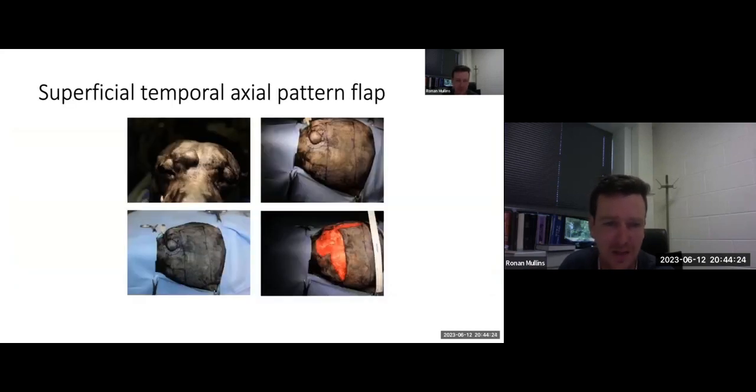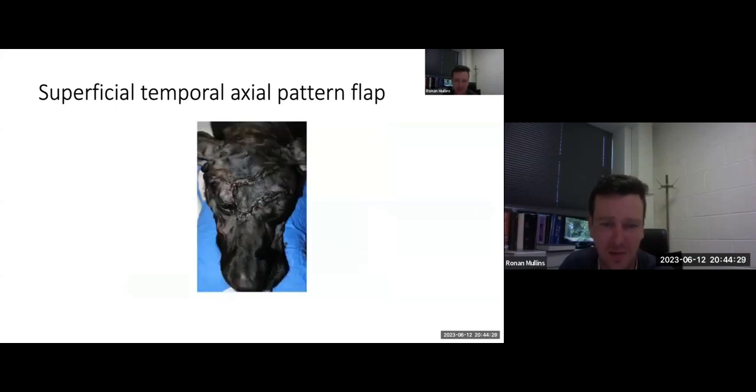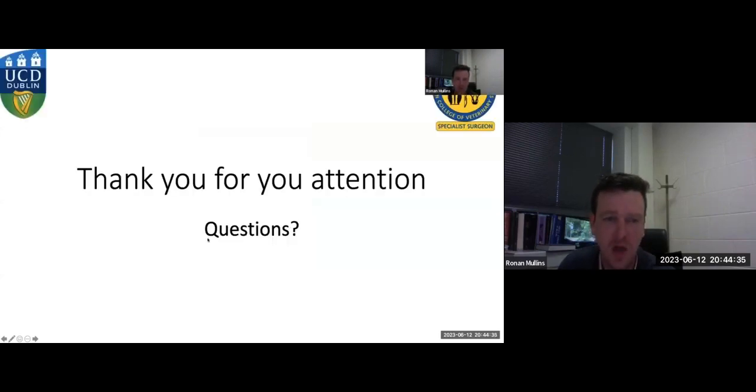That was another case we had in the hospital here from a few years ago. Again, a similar use of that flap, coming in closer to that medial canthus, and we used the suture in that case as well. So that's pretty much it. A bit of a roller coaster of cases in the literature. Thank you very much for your attention. I welcome any questions you might have.